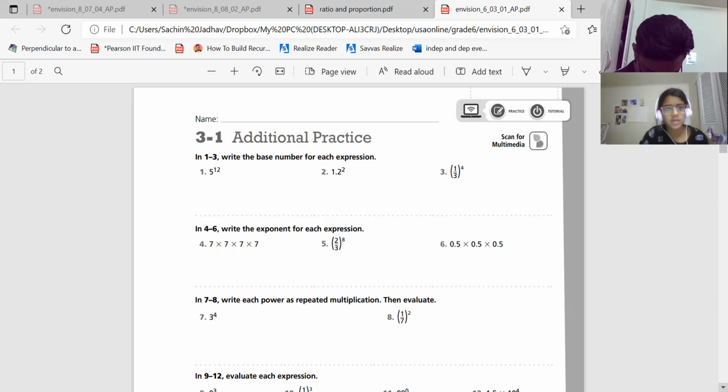So, sir, for the first one, do I have to write 5 12 times? Yeah, 5 times. What is the base number there? 5. So you have to write the base number only there.